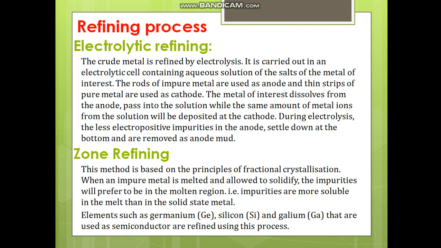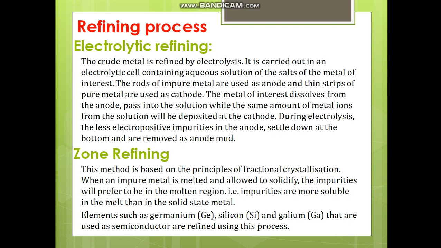solution of the salt of the metal of interest. Usually the cathode will be the pure metal and the anode will be the impure metal, and a solution having a common ion will be taken as the electrolyte. For example, we are going to purify or refine silver. Here the cathode is pure silver, the anode is impure silver, and the electrolyte is an acidified aqueous solution of silver nitrate.